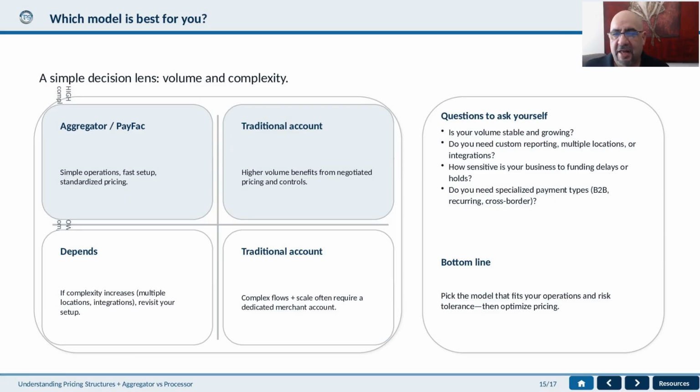Bottom line, pick the model that fits your operation and risk tolerance, and optimize pricing. So basically, if you're more of a high risk account and you're starting to do real big business, you might want to rethink where you're at, because the more money you make, the more risk. What Square is afraid of is big business. They don't want somebody that can do a chargeback and take them out of business. That's why they look for small businesses.